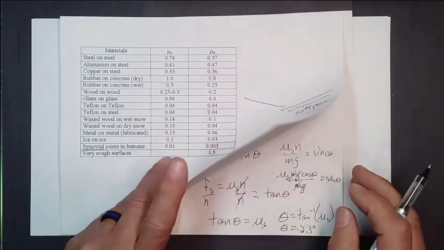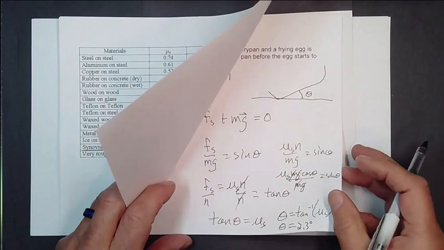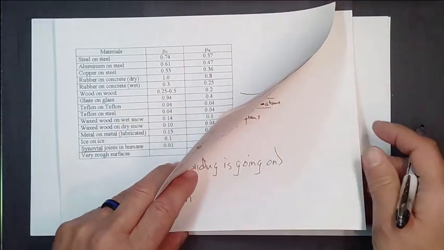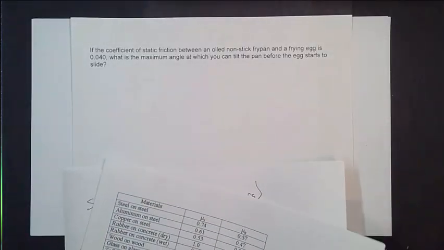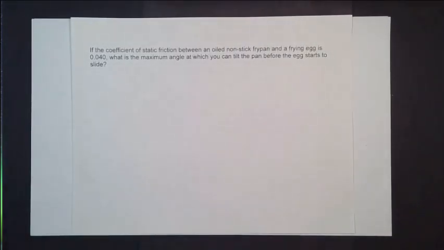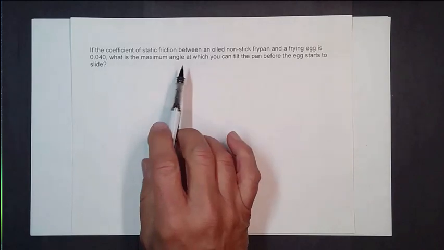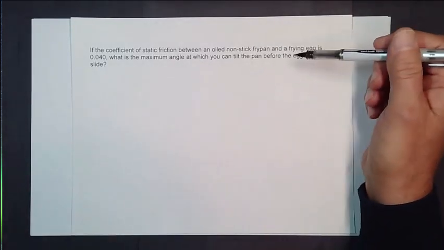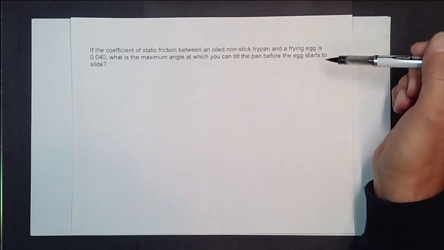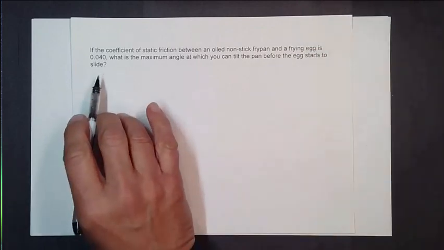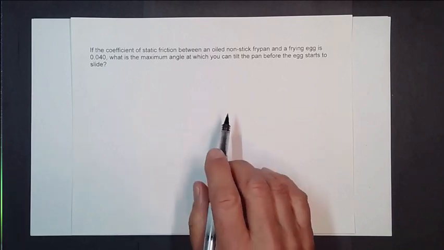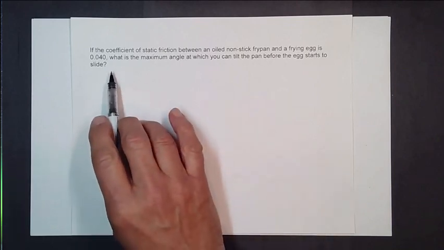All right, well, let's try out some problems and see what we can do with these things. Let's see. All right, I know this is something you've all wondered about. If the coefficient of static friction between an oiled non-stick fry pan and a frying egg is 0.040, what is the maximum angle at which you can tilt the pan before the egg starts to slide?